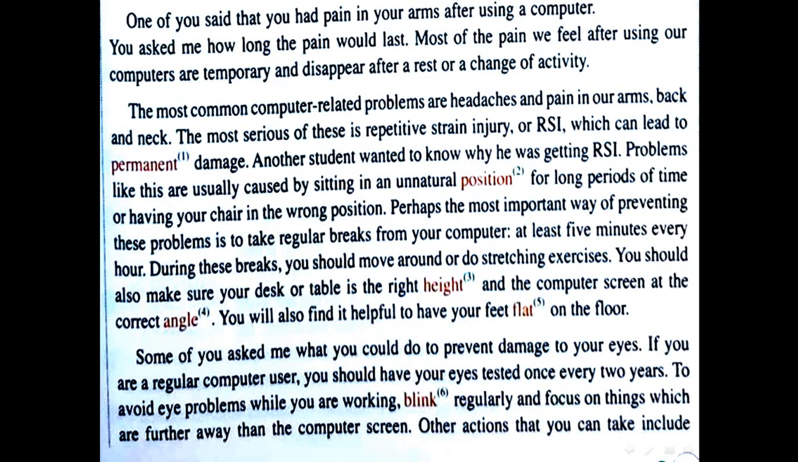You will also find it helpful to have your feet flat on the floor. Some of you asked me what you could do to prevent damage to your eyes. If you are a regular computer user, you should have your eyes tested once every 2 years. To avoid eye problems while you are working, blink regularly and focus on things which are further away than the computer screen.